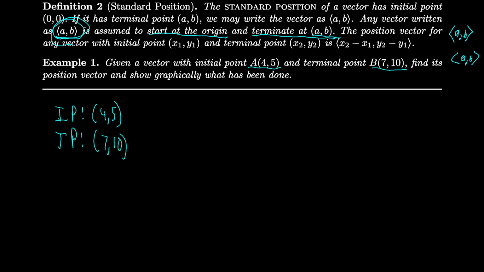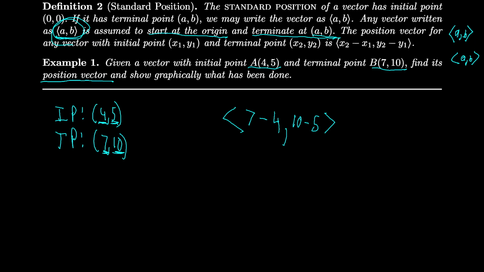So then I know that its standard position vector is going to be exactly, okay, take the terminal point, which is 7 for the x, and subtract from it the 4 in the x position up here. I did where you ended minus where you started in the x direction, and then I do the same thing for the y, where you ended minus where you started here. 10 minus 5.